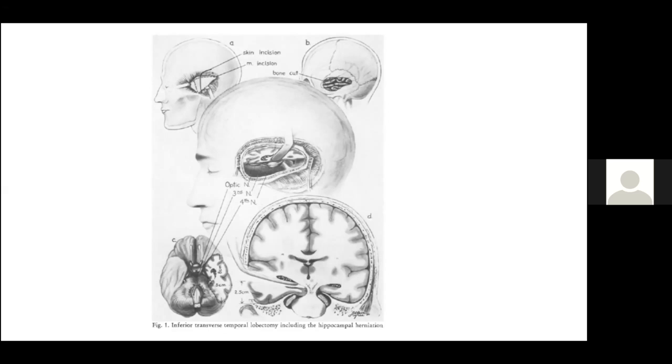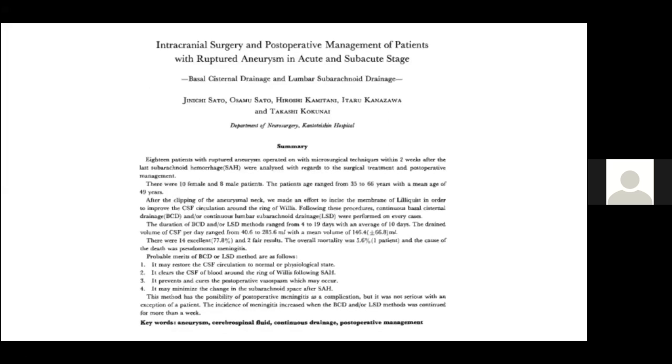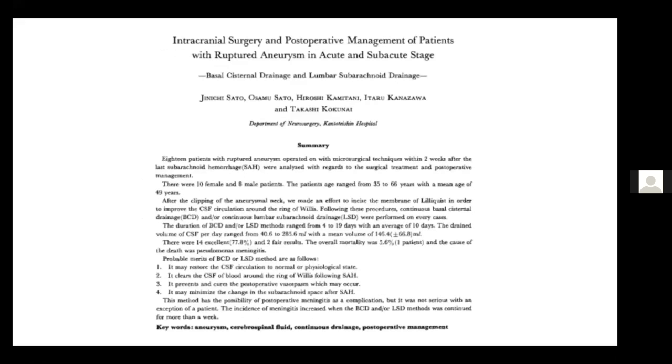When we open the ambient cistern, a lot of CSF comes out, and the ICP is lower, so we can clear the brain laceration and hematoma. So it is good and lowers the ICP. This paper is from Japan, about ruptured aneurysm, and used basal cistern drainage and lumbar subarachnoid drainage. It also used the cisternostomy technique, so it has a good result.